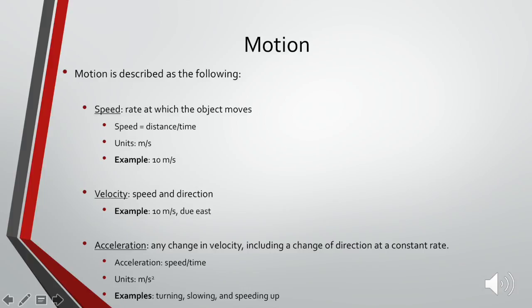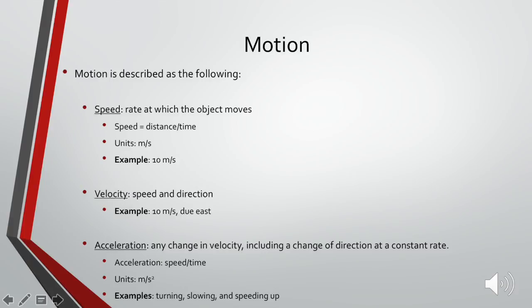Motion. Motion is described as speed, velocity, and acceleration. Speed is the rate at which an object moves. The equation for speed is distance over time, and its unit is meters per second. Velocity is speed and direction. An example of this would be 10 meters per second due east.